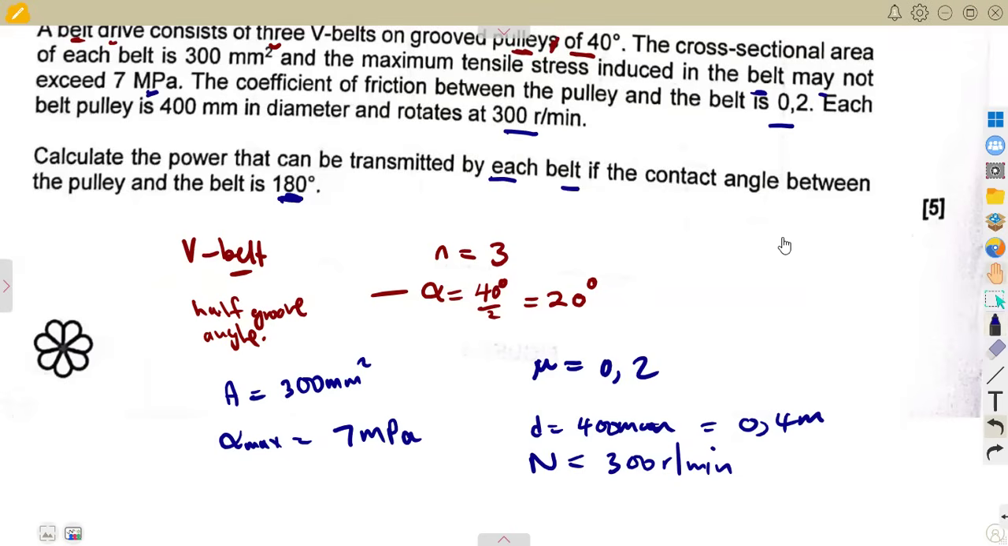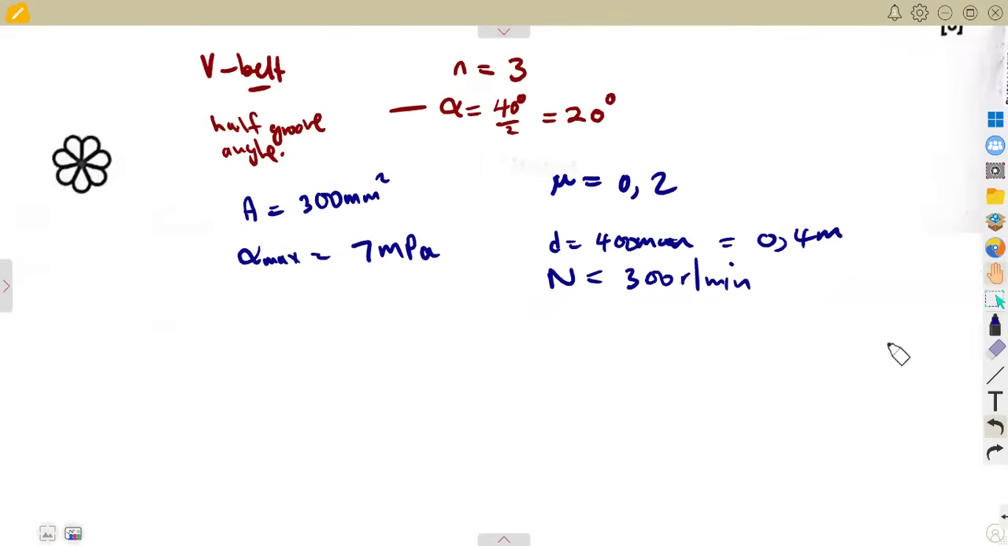So the contact angle, that is our theta. Theta must be in radians. So remember, guys, 180 degrees is pi radians, and 360 degrees is 2 pi radians. Then we need to calculate power from this information that you're given here.